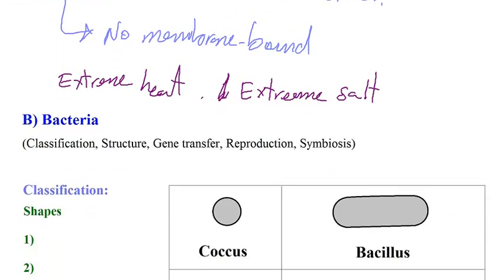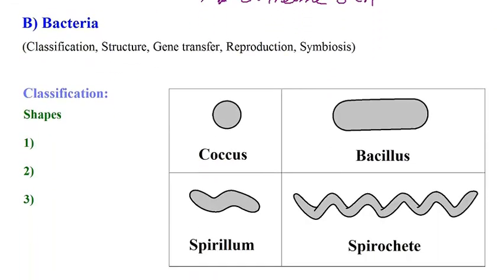But then I would like to focus on bacteria, and here what I'm going to do is go over the classification. So there are different modes of classification for bacteria. I would describe those classifications with you. Then I would go over the structure of bacteria, describe how there are different modes that a gene can be transferred to different bacteria, describe the mechanism of reproduction in bacteria, which is binary fission, and then finally discuss symbiosis, which is living of two different species together.